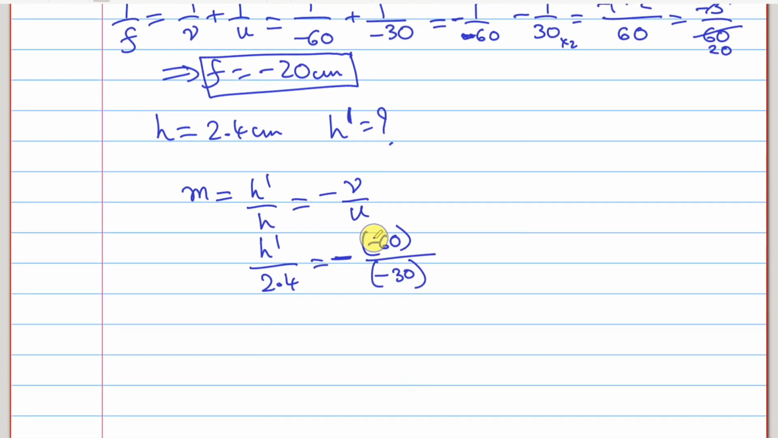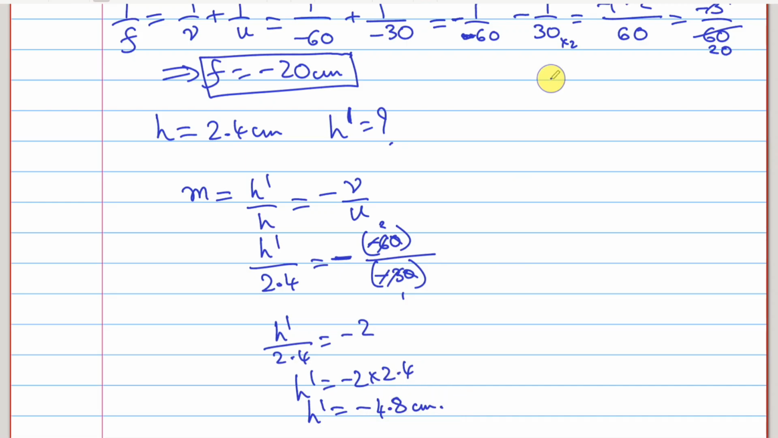So we can cancel out the negative signs first. We can cancel out the zeros. 3 ones are 3, 3 twos are 6. So h dash by 2.4 must be equal to minus 2, or h dash must be equal to minus 2 into 2.4. So h dash is equal to minus 2 4s are 8, 2 2s are 4. So 4.8 centimeter. So we'll just say height of the image is 4.8 centimeter in size, but is inverted.